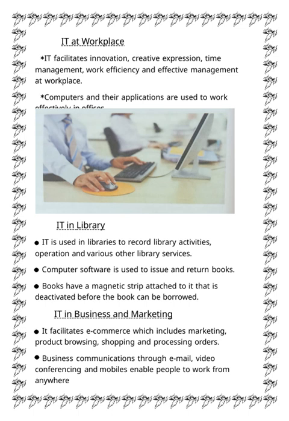Moving on to libraries, IT is equally important. It helps record all library activities and services, making operations more organized. For example, computer software is used to issue and return books, streamlining the borrowing process. Additionally, books are equipped with magnetic strips that are deactivated when a book is borrowed, which helps prevent theft and keeps track of inventory. In the realm of business and marketing, IT truly transforms how we operate.